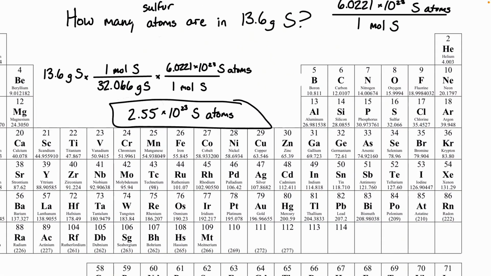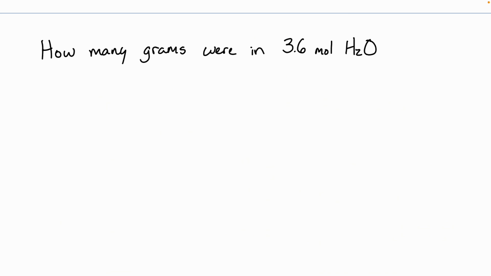Okay, so up until this point, we've been working with individual elements, right? Individual atoms. But again, a big focus in chemistry is not just the individual elements, but the compounds that they make when we start putting them together. So what if I wanted to know how many grams were in 3.6 moles of water?